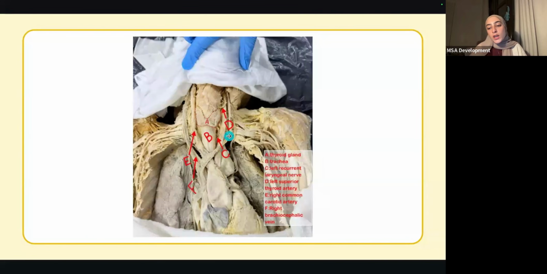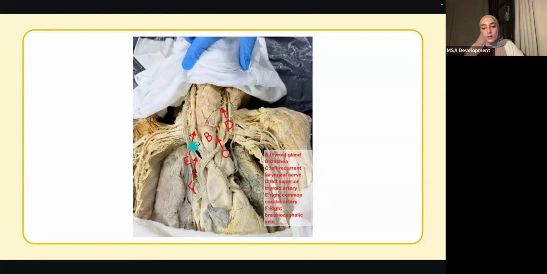I think if they give you this, they're going to give you an actual cadaver so you can differentiate if it's an artery or a nerve, because you really can't tell here. You can't really tell if it's an artery or a nerve. But it's coming from down, so it's the recurrent laryngeal nerve, okay?